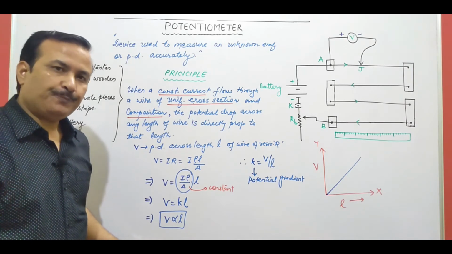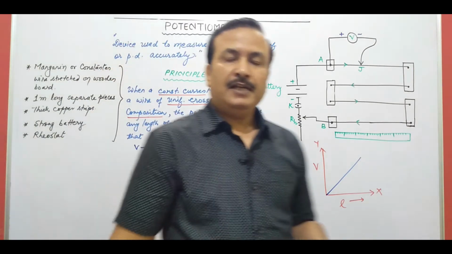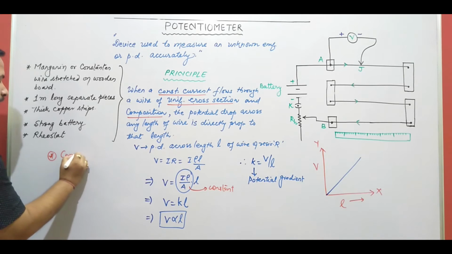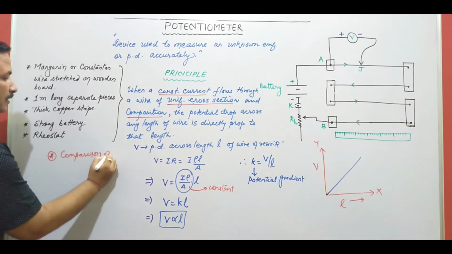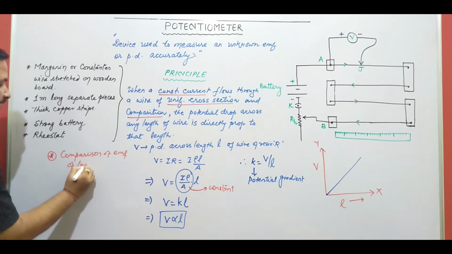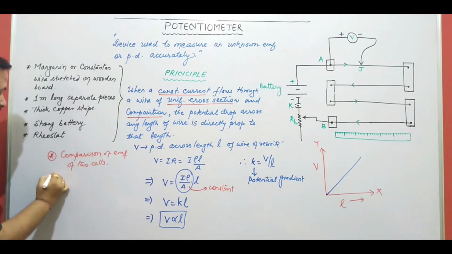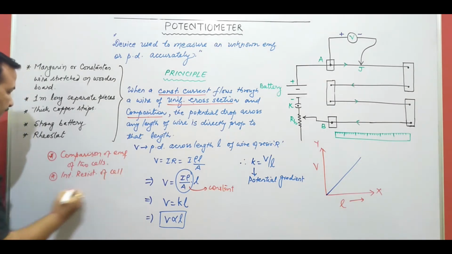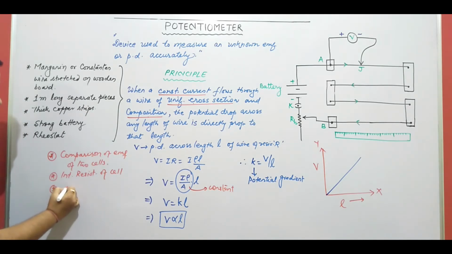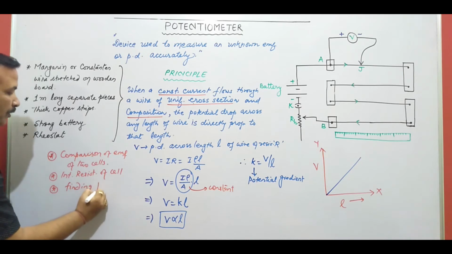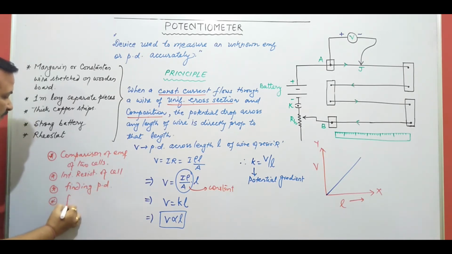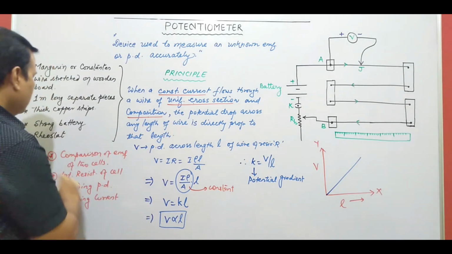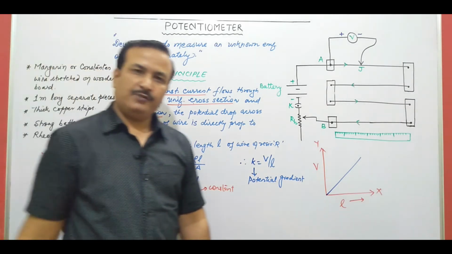I hope it is clear to you, and we have so many applications of the potentiometer, like comparison of EMF of two cells, internal resistance of a cell. Also it is used in finding potential difference. Also it is used in finding current, right? We will see the two applications in the next video.